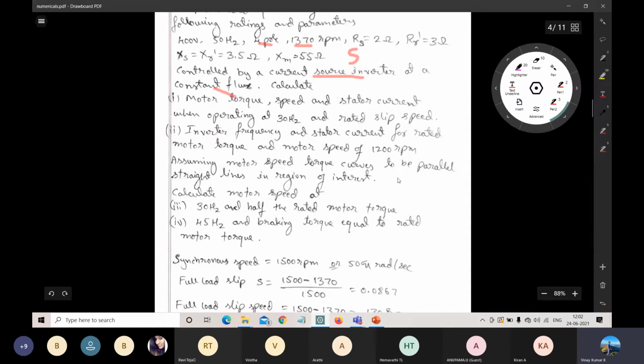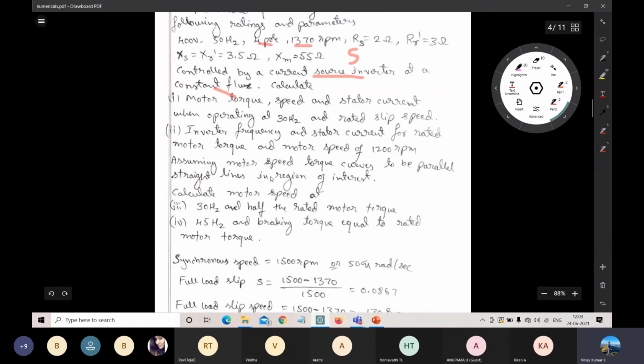So previously what happened? The speed torque characteristics were curve-like structures. Now he has told us to assume parallel lines, and by assuming that, we need to calculate. So in this problem example, any two or any one will be asked. Here we need to understand the theoretical concepts. He has given some lengthy steps.